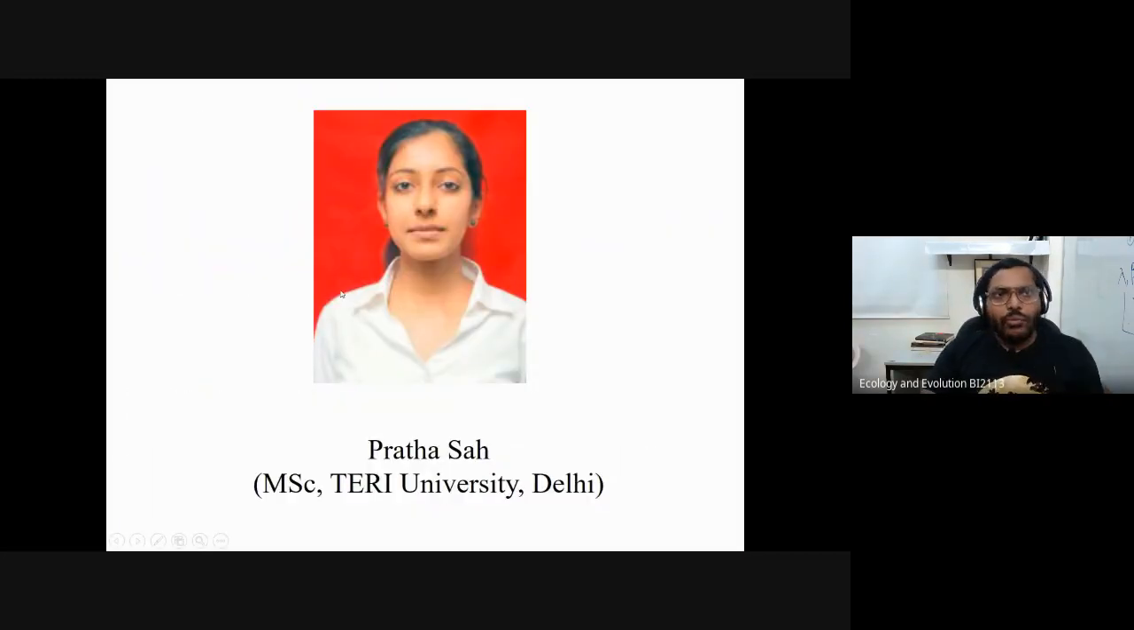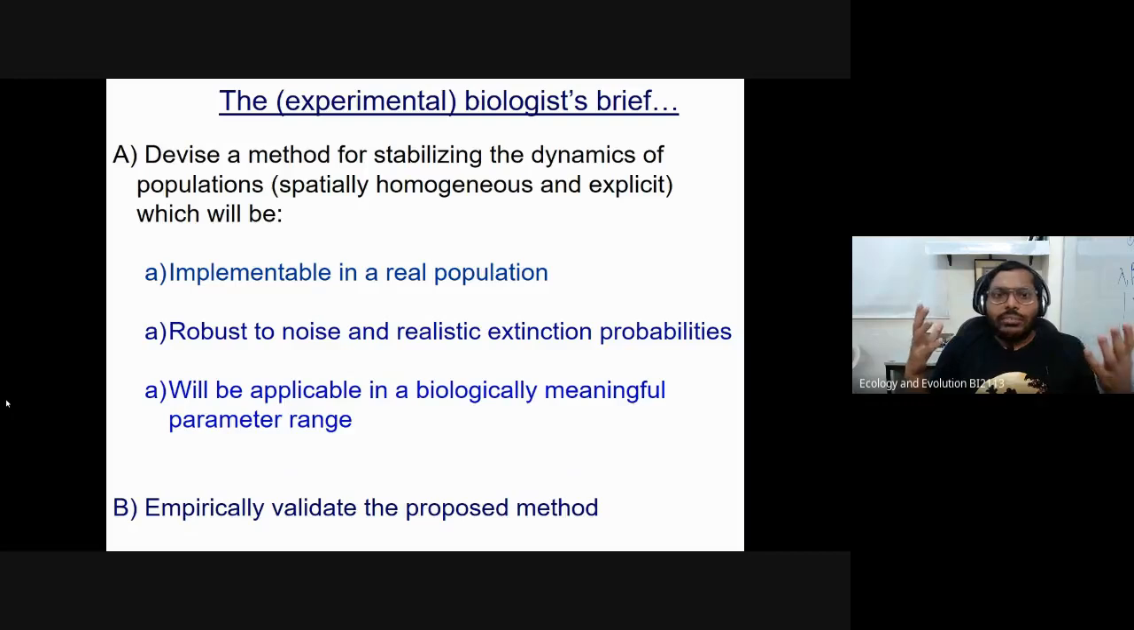So when I joined here in 2007, a few days after that, this girl came to me for doing her master's thesis. And in those days the lab was just starting, so we said, okay, let's do something crazy. We set ourselves a problem: since pinning had not worked, we wanted to find a different method which could stabilize the dynamics of populations. And since we were doing it, we said, okay, let's do both, spatially unstructured, that's what I call spatially homogeneous, and spatially structured ones.